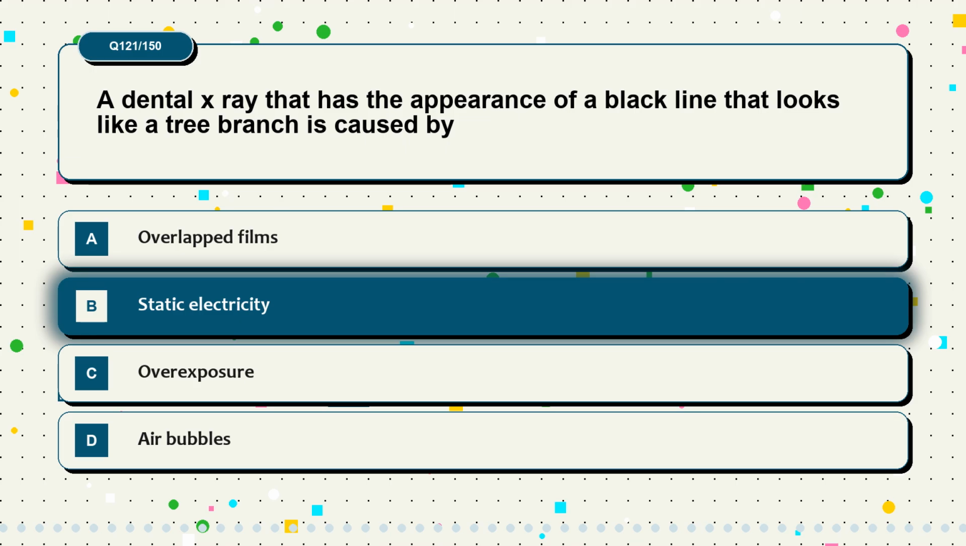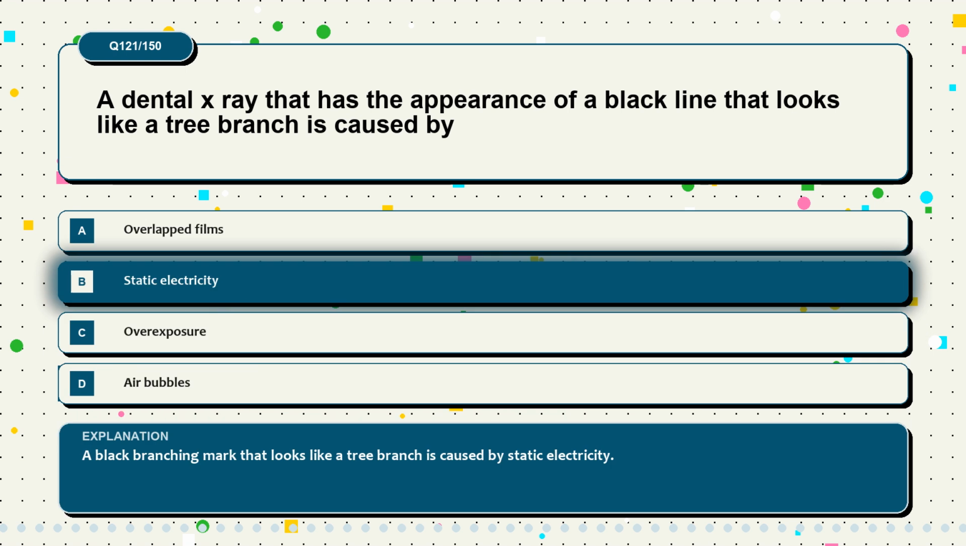The correct answer is option B. Static electricity. A black branching mark that looks like a tree branch is caused by static electricity.